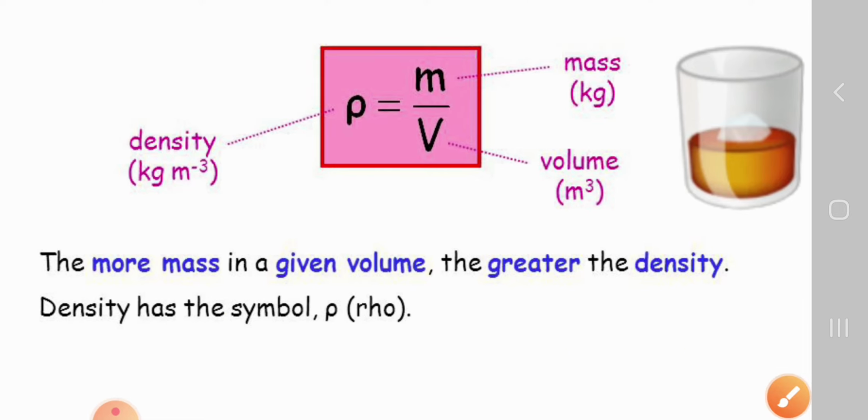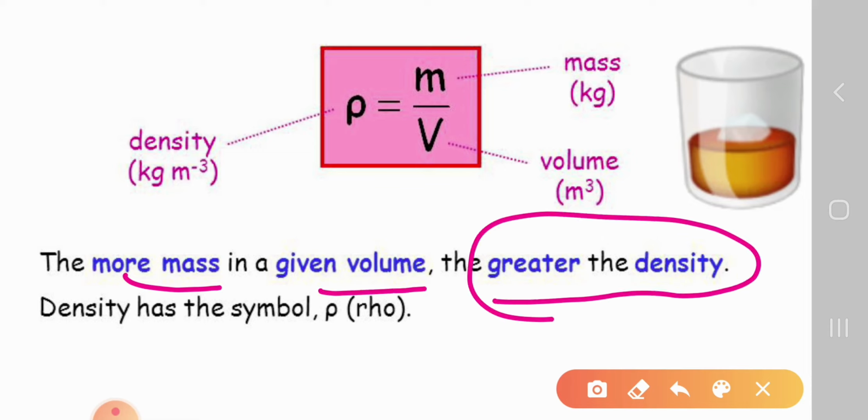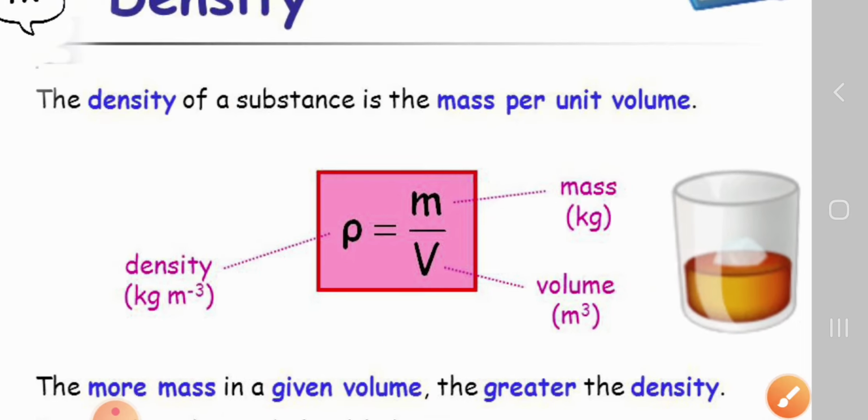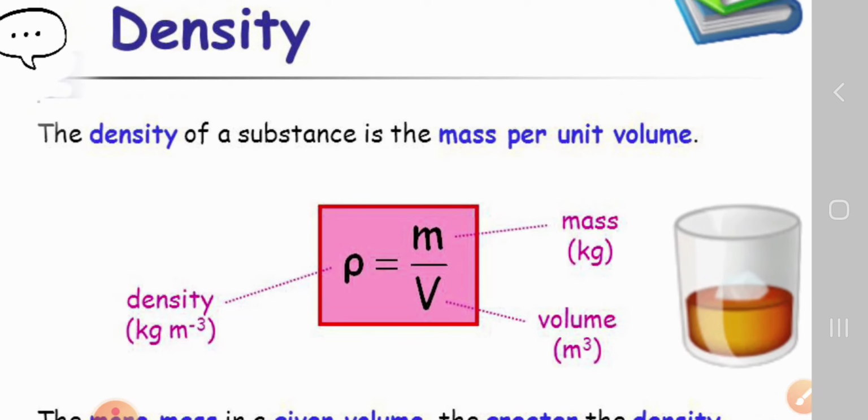So the more mass in a given volume, the greater the density. The symbol for density is rho, you just write it like this. Whenever you need to figure out the density of any substance, you just use this formula: the density of a substance is the mass per unit volume.